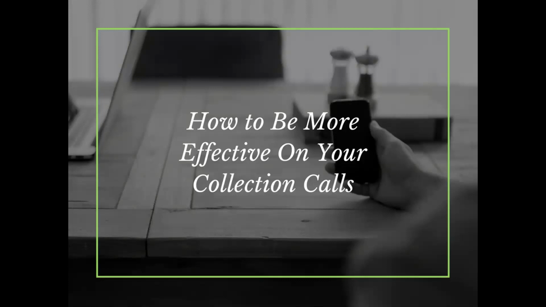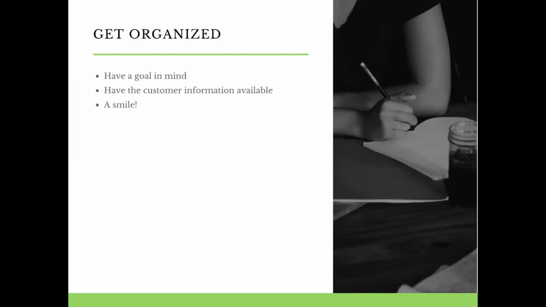So how to be more effective on your collection calls. The first thing that we recommend is getting organized. So have something available to write things down and have it written down before you call. Have a goal in mind. What are you trying to get out of this call? Are you trying to get them to make a payment? Are you trying to figure out why they haven't made a payment? Are you just doing a reminder? Make sure that you know why you're calling and you have that goal in mind before you make that collection call.